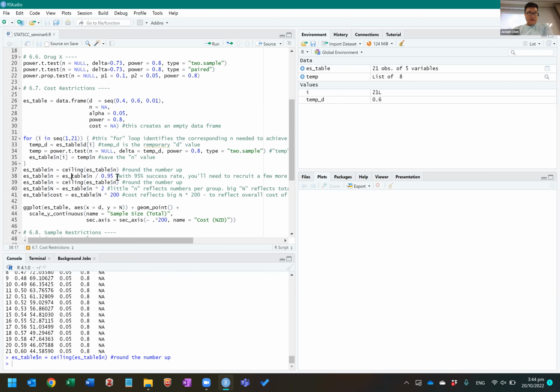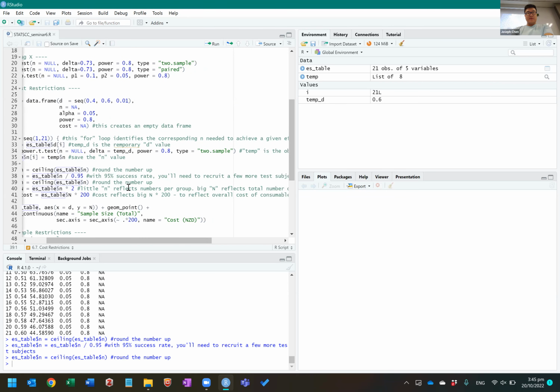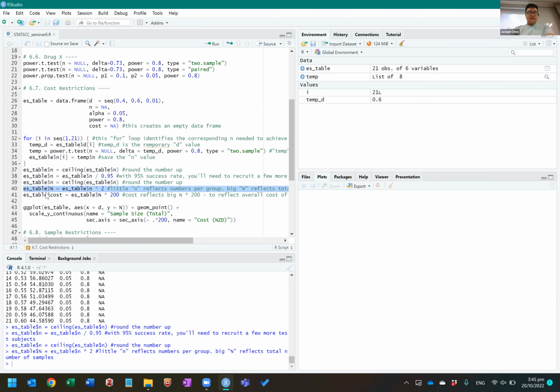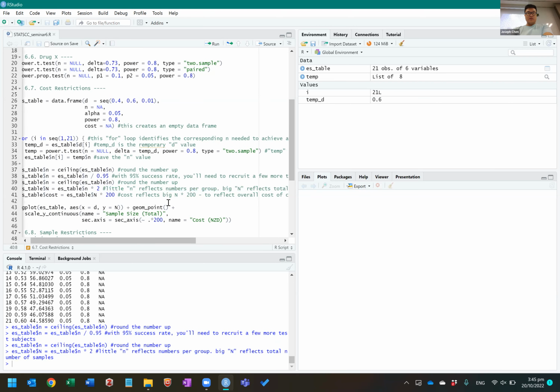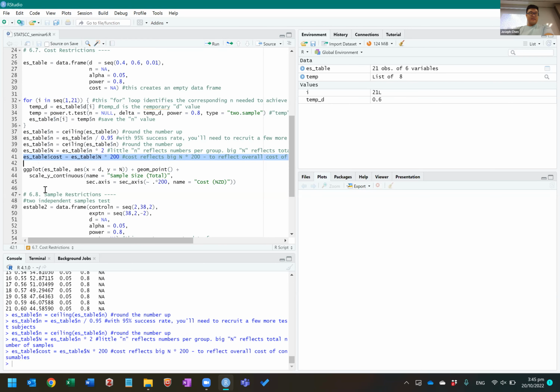And then I also want to divide it by a 95% success rate. Remember, 1 in 20 experiments fail. So therefore you want a bit of buffer for the money. So that's why you want to divide it by 0.95. And then again, round the number up again, because you can't have half of a number. And also recall that the n reflects the numbers per group, and so big N reflects the total number of samples. And then the cost, remember, it costs $200 for the consumables or whatever. And then that's all the calculations that I've done in here.